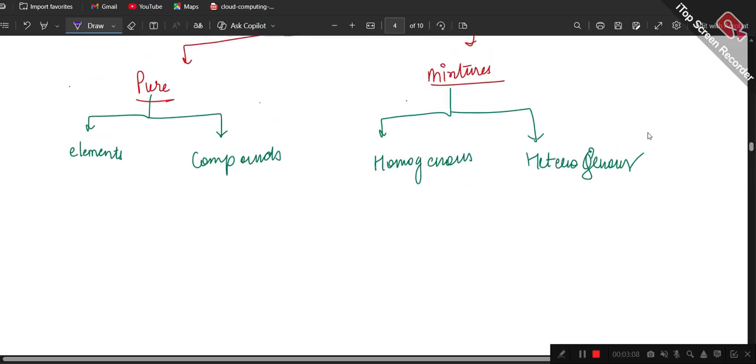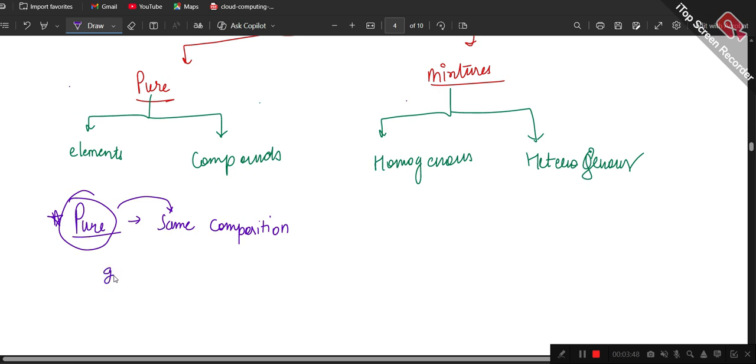Firstly, let's talk about the pure substances. Pure, as the name suggests, means they have the same composition. All the atoms and molecules inside them are the same. So we can say that it has the same composition throughout, and of course, if the composition is the same, the whole of the pure substance is going to have chemical properties which are the same as the participating elements.